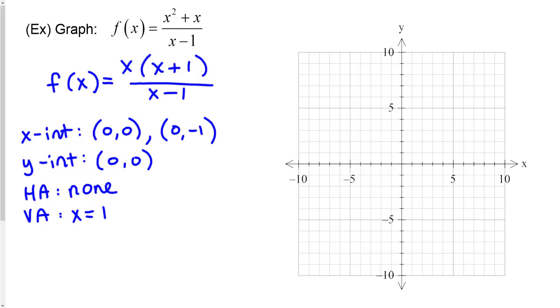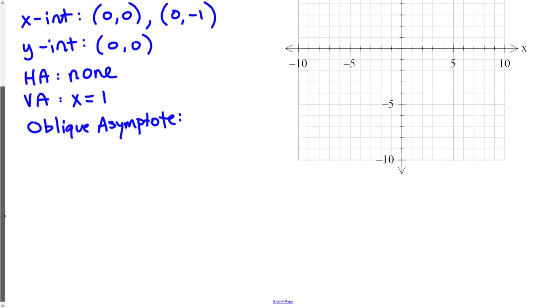But there's one more thing that's special about this, and that is because the degree is higher in the numerator by 1, there actually is an oblique asymptote. So we need to figure out what that is. And unfortunately, the oblique asymptote is not quite as fast to determine as the rest of them, but it's not that bad. So we just have to use synthetic division.